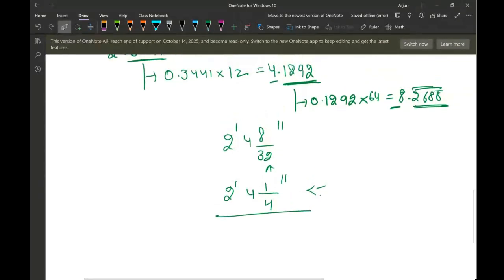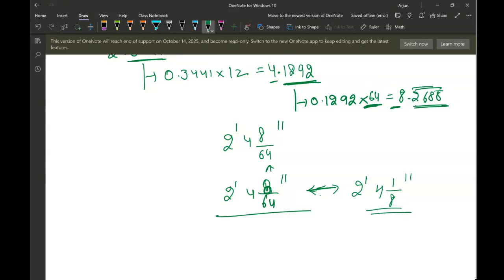Well, one second, my apologies. This is 64. I should have taken 64 here, but I'm not sure why I took the 32. So it is 8 over 64, which I can reduce to 2 feet, 4 and 1 over 8. That will be your answer. I encourage you guys and girls to try the remaining questions from this portion, and I will move to the next.